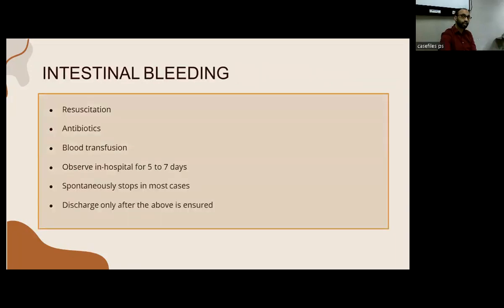Coming to intestinal bleeding, this is primarily seen as a complication of typhoid fever in the 3rd week. Here, resuscitation with fluid and an appropriate amount of blood products, then antibiotics, is usually sufficient. But these children are supposed to be admitted and observed for at least 1 week to 10 days, because the intestinal bleeding spontaneously stops with these measures. The child is discharged only after ensuring that the bleeding has stopped. So conservative management itself is enough for intestinal bleeding.